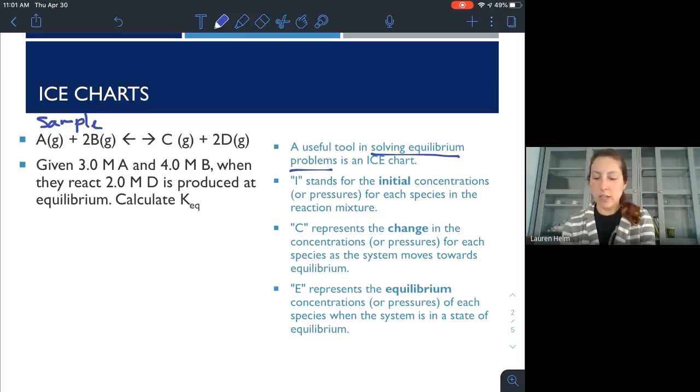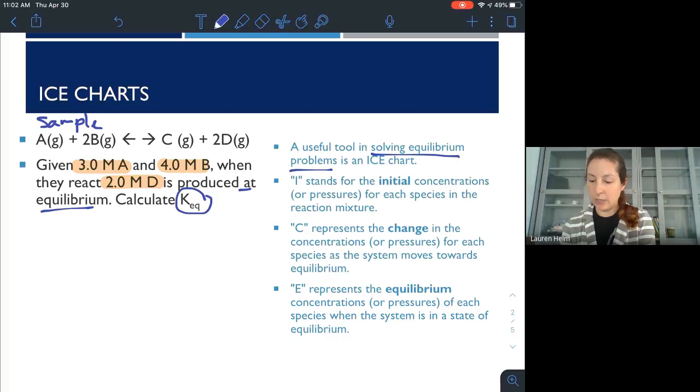If we have the reaction in which A and 2B, both gases, are in a reversible reaction with C and 2D, also gases, then what we can ask ourselves, we're given 3 moles of A and 4 moles of B. When they react, 2 moles of D are produced at equilibrium. Let's start by figuring out what the equilibrium constant is for this. So given this information, what is the equilibrium constant?